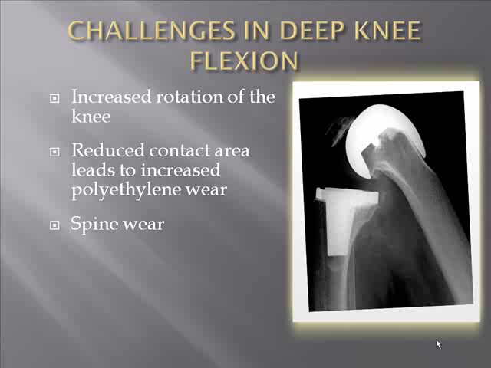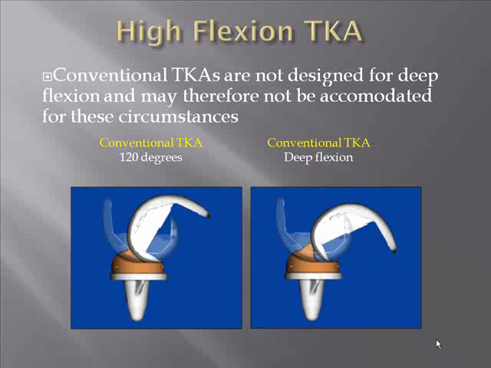We're also faced with challenges in deep knee flexion. You know that there is increased rotation of the tibia as the knee flexes beyond 90 degrees, and if you have a reduced contact area in these deep positions of flexion, you'll get increased polyethylene wear, and in posterior stabilized designs historically that led to increased spine wear. In a conventional total knee replacement, you may not have enough posterior condyle to accommodate these circumstances at beyond 120 degrees of flexion, and you may get high peak stresses.